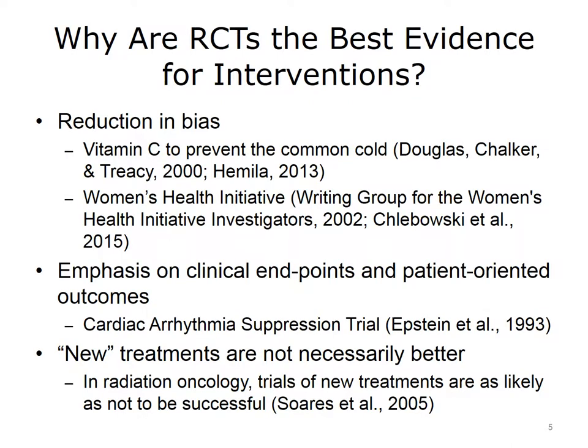RCTs provide the best evidence for interventions because they allow us to reduce bias when participants don't know what treatment they are getting. For example, most of you probably know someone who touts the benefits of vitamin C in preventing the common cold. Maybe even you do. We all know people who say that since they started taking vitamin C, they never get colds. However, the reality is that there have been more than 30 RCTs that have assessed this intervention. When you eliminate the bias to people knowing whether they are taking either vitamin C or a placebo, there is no difference in the number of colds that people get.